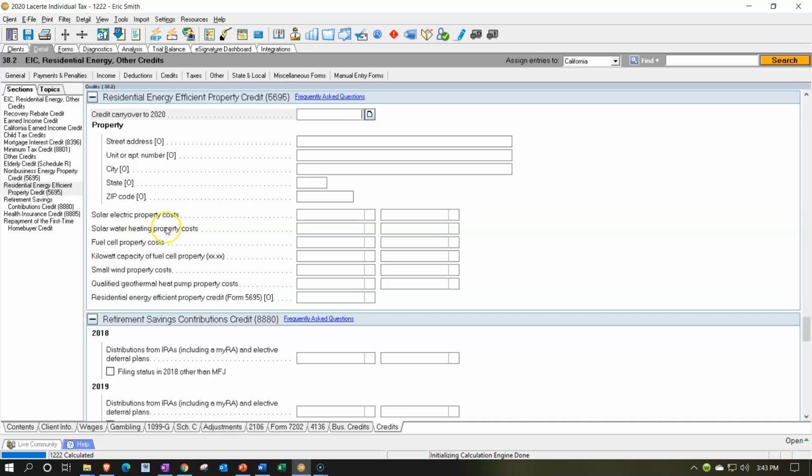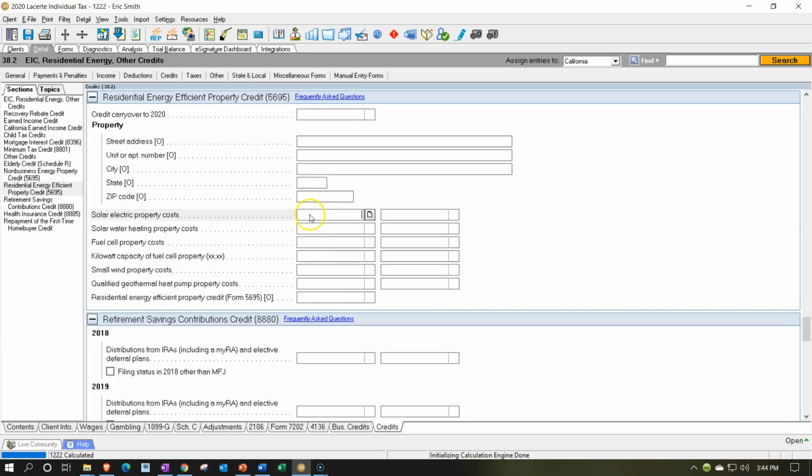So then we have these solar electric property costs here. We've got the solar water heating property costs, the fuel cell. These are the energy generation type of things as opposed to keeping the energy in. Kilowatt capacity of fuel cell property, and then the small wind property costs. So let's start a couple of these. Let's enter a few of these and just test them out.